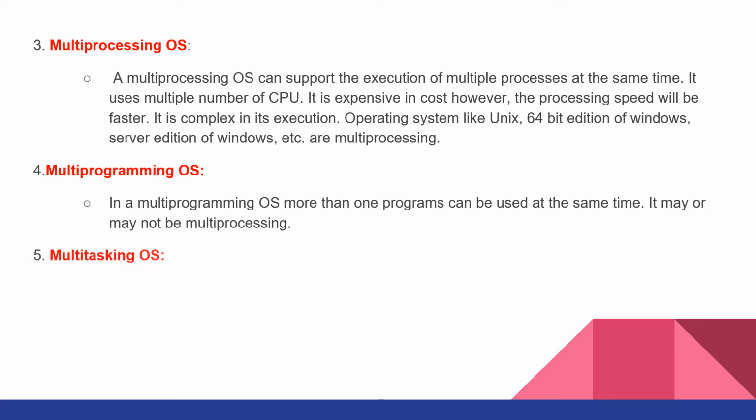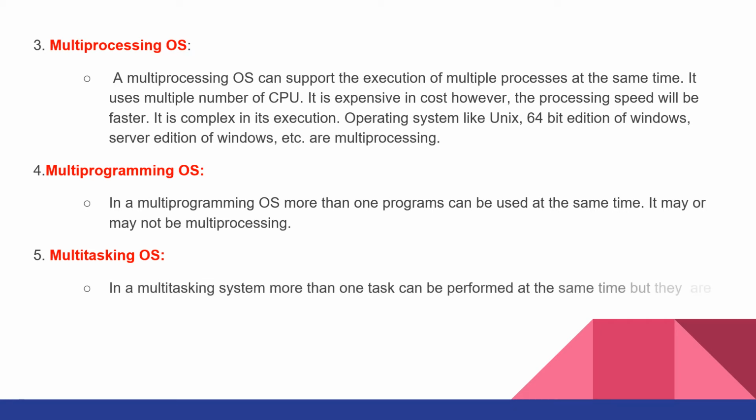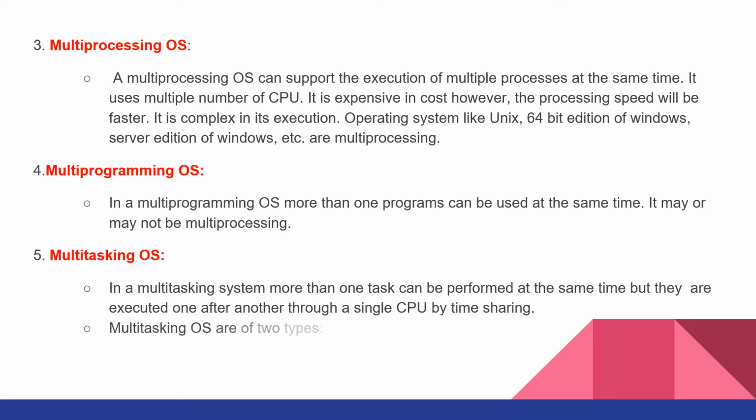The next type is multitasking OS. In a multitasking OS system, more than one task can be performed at the same time, but they are executed one after another through a single CPU by time sharing. For example, Windows, Linux, Mac, etc. Multitasking OS is of two types. That is primitive multitasking, and second one is cooperative multitasking.